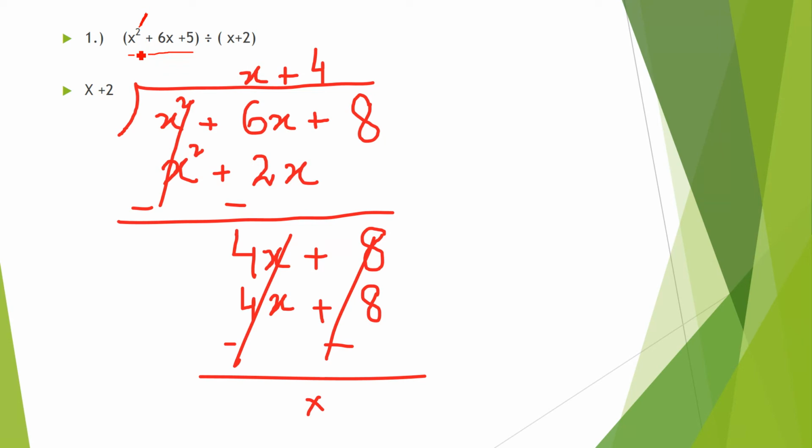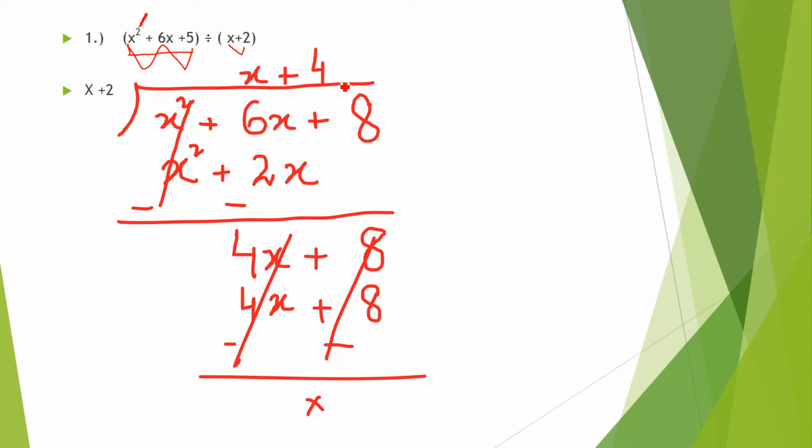And this is the trinomial. How is it trinomial? Because it has 3 terms. 1, 2, 3. It is a trinomial, and a second degree trinomial. This is a binomial. It has 2 terms. Right? So this one is the dividend and this is the divisor, x plus 2. So we will solve the question here.